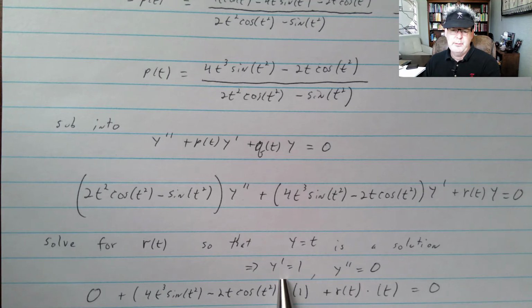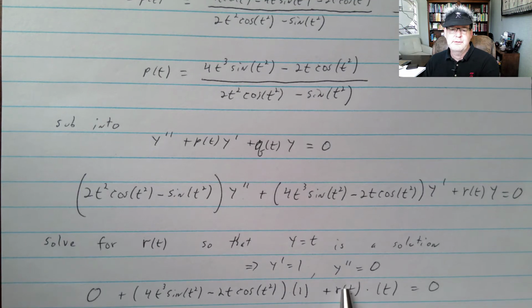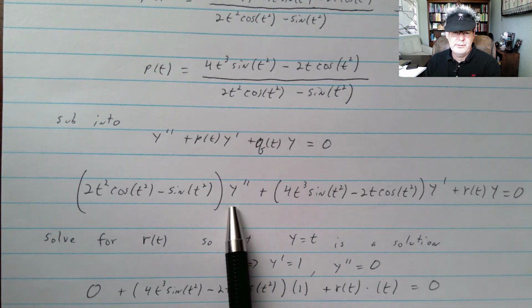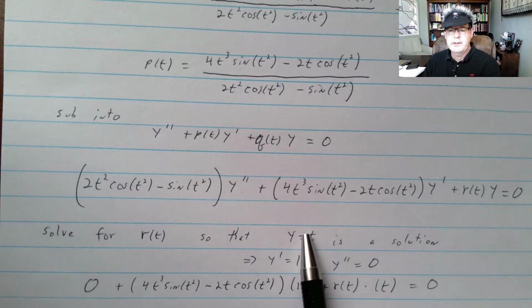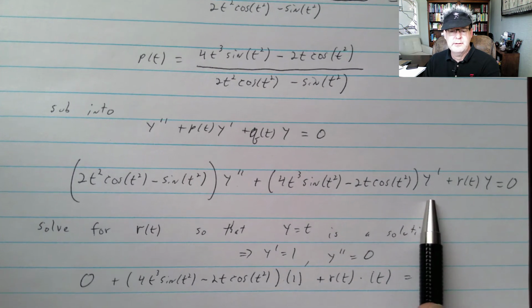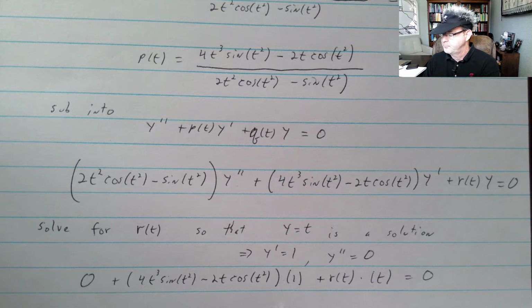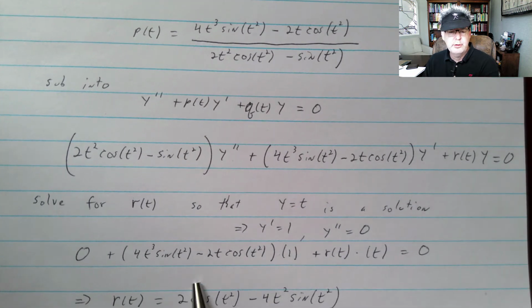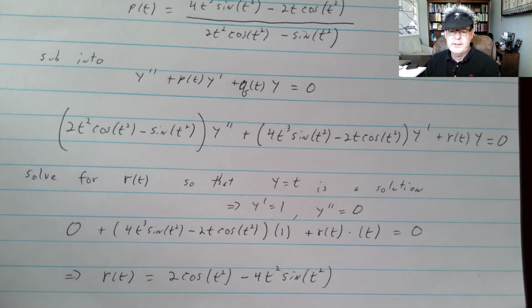In which case, y prime is 1 and y double prime is 0. So if I substitute that in, of course y double prime is 0, that's gone. Put in a 1 for y prime here, and a t in for y equals 0. So I can solve for R of t. Just move this over, it would give me 2t cosine t squared minus 4t cubed sine of t squared, and then divide by t, and I get my R of t.